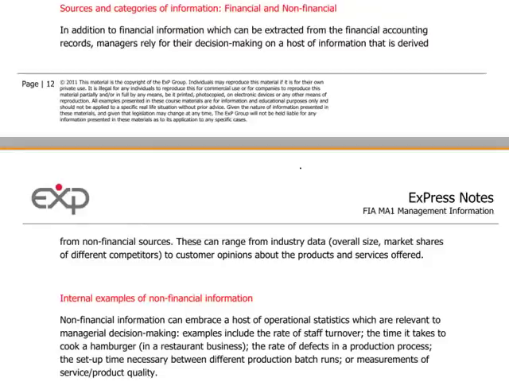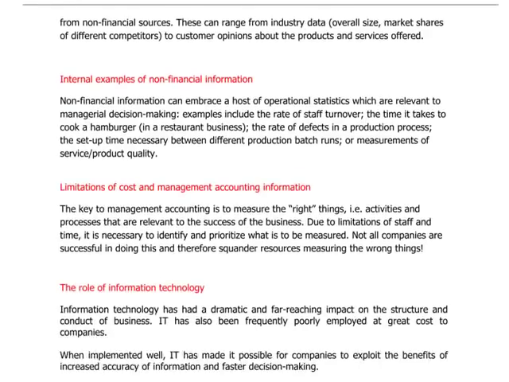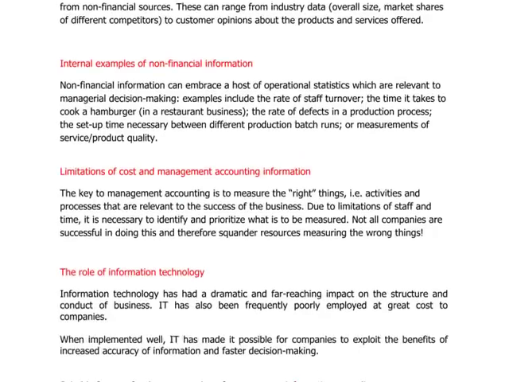Again, we want to emphasize the distinction between financial and non-financial information. And here we give some examples of non-financial information. We discussed that earlier.